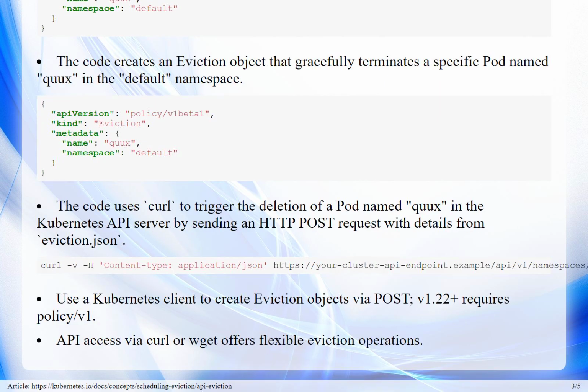Alternatively, you can perform an eviction operation by directly accessing the API through commands like curl or wget. This method gives you another way to interact with the Kubernetes API for managing resources effectively, offering more flexibility outside using language clients.